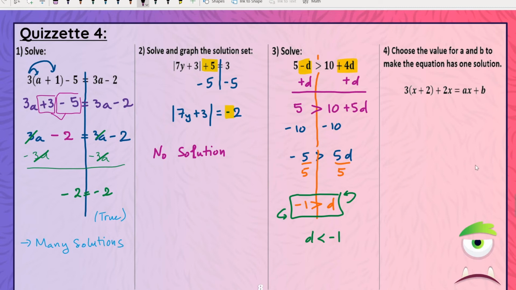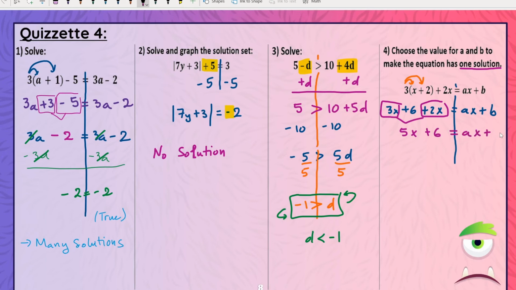Alright, number 4. Choose the values for a and b to make the equation have one solution. So we want one solution. Okay, so first you're going to distribute 3 into the parentheses. 3 times x is 3x. 3 times 2 will give you 6. Plus 2x equal to ax plus b. Then we can combine like terms. 3x plus 2x will give you 5x plus 6 equal to ax plus b.